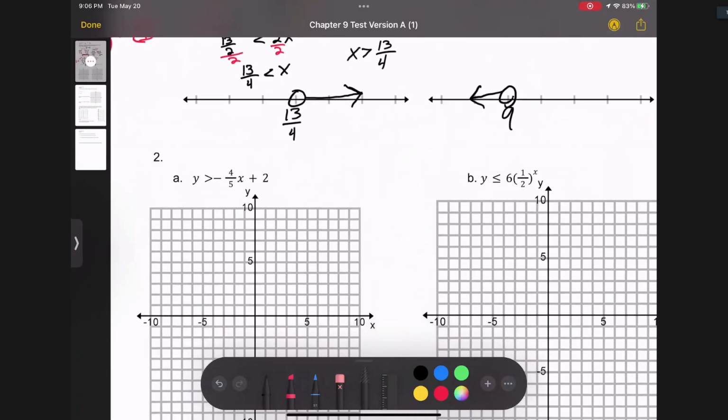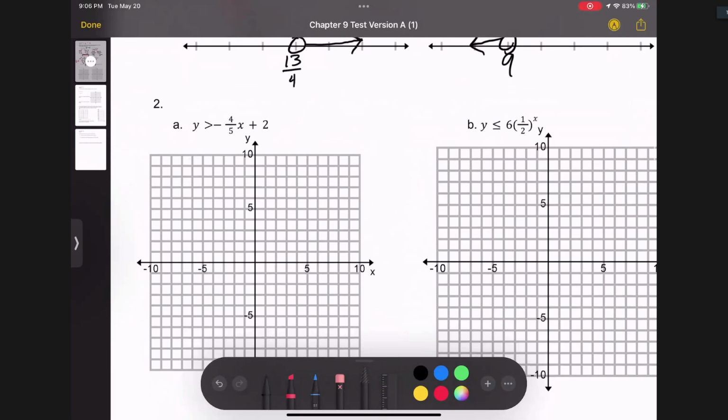And again, I'm going to be doing the same thing for version A. This is version B. This is version A. I'm going to be doing the same thing for version B.